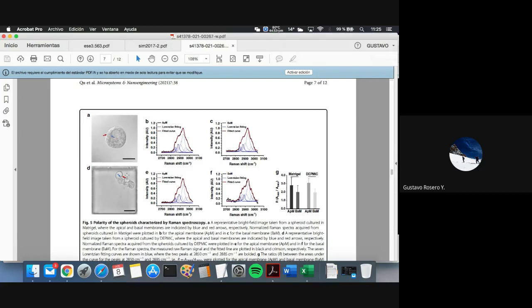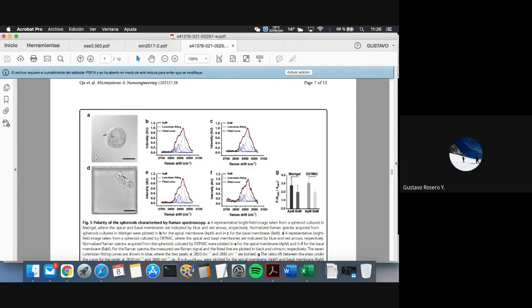In letter D we see the difference, because they use a matrix in order to compare this polarity. And they use Raman spectroscopy in order to find what happened with this polarity, in order to see the structure, or the polymer conformation, between both the Matrigel culture and this double emulsion.